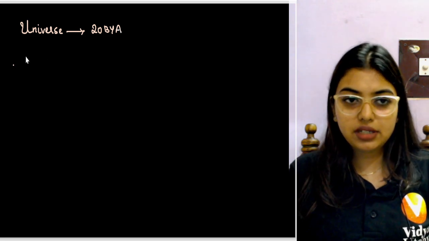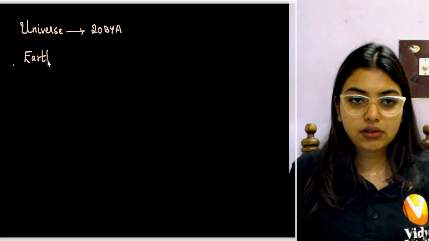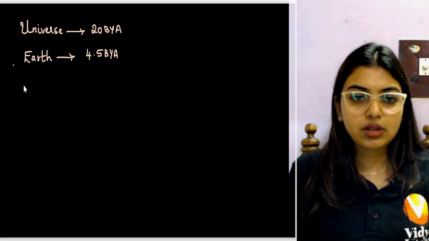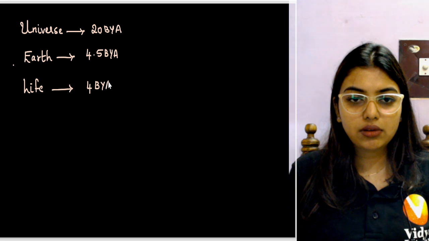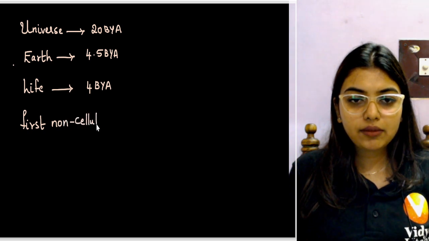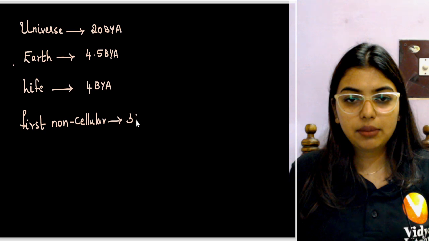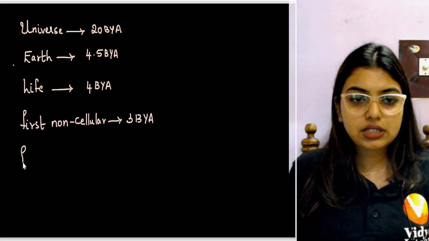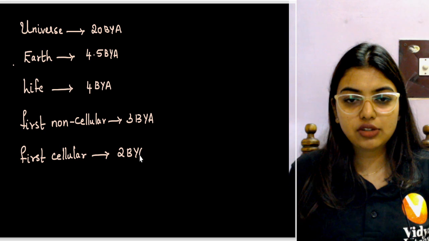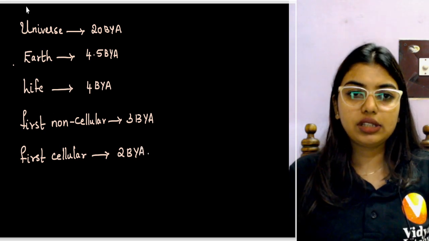So universe, 20 billion years ago. Earth, 4.5 billion years ago. Yes or no? Life, 4 billion years ago. Then first non-cellular life form, 3 billion years ago. First cellular life, less than 2 billion years ago. These are the dates you have to remember.